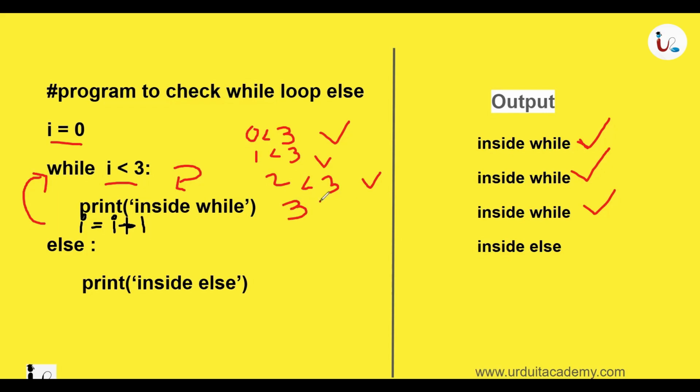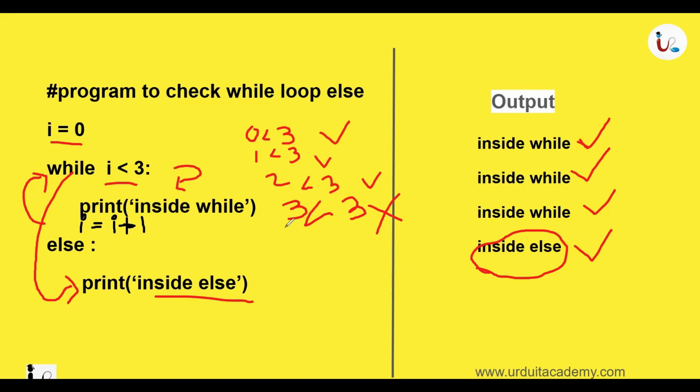So when we are checking 3 less than 3, that is wrong, because 3 is not less than 3. 3 is actually equal to 3. So whenever the while condition becomes false, the computer will go inside the else block and it will print inside else. This one. Whenever the condition 3 less than 3 is false, at that time it will go inside the else block and print inside else.